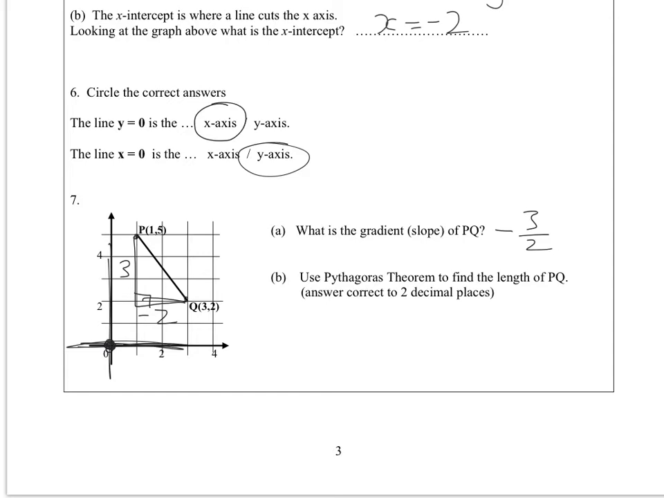Now use Pythagoras theorem, so we have 3 squared plus 2 squared. Now the negative does not matter because it's distance. 3 squared is 9, plus 2 squared is 4, which is 13, and we must square root. And the square root of 13 is 3.605. We want it to 2 decimal places, so the 5 rounds it up to 3.61.